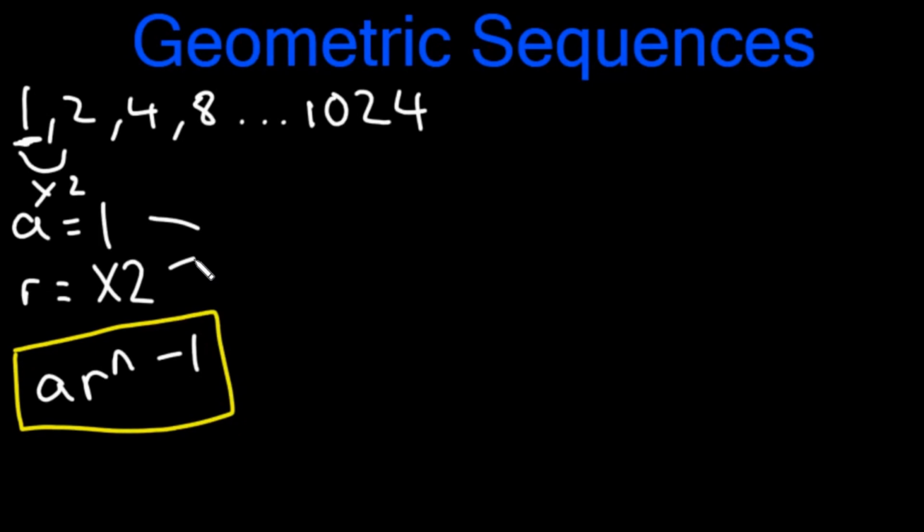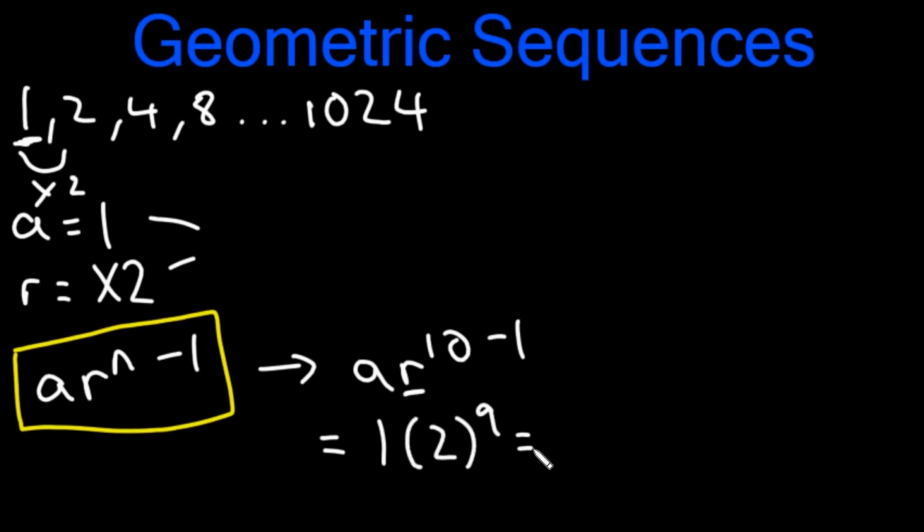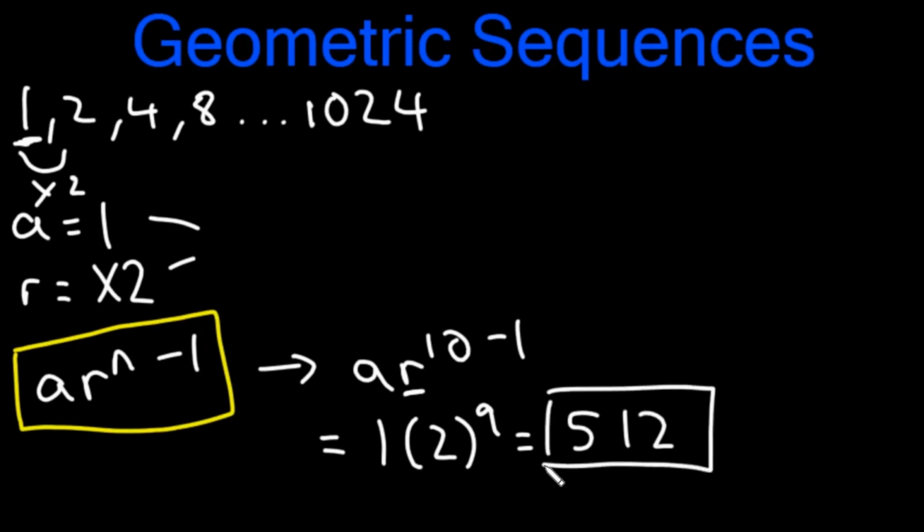So, again, we wanted to find the 10th term. So, we have to plug it into this. This will give us A times R to the 10 minus 1. A is 1 and R is 2. So 2 to the 9. 2 to the 9 is 512. So the 10th term of this sequence is 512.